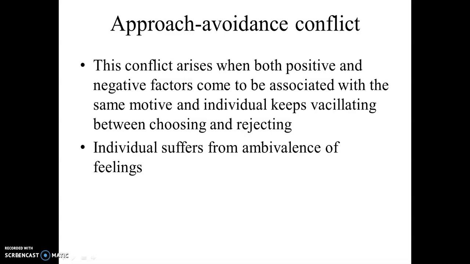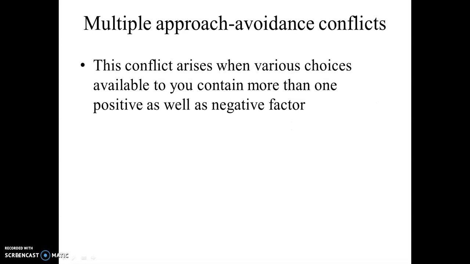But still it is not as difficult as the double avoidance conflict, because in the previous type, which is double avoidance conflict, there is no desirable aspect for that particular goal or object. Here there is one aspect. So on the basis of at least mixed feelings, we can choose any one.